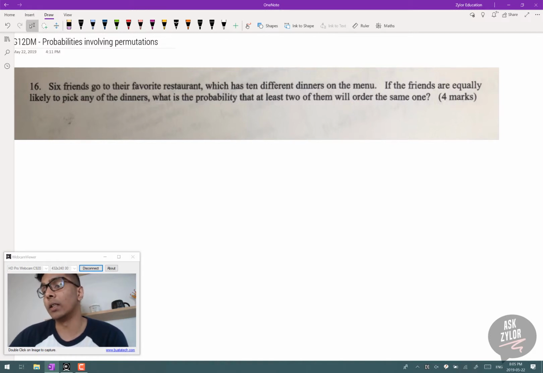So we ask, what is the probability at least 2 friends will order the same dish? So that is the same as saying, what is 1 minus the probability that no one picks the same dish, right?